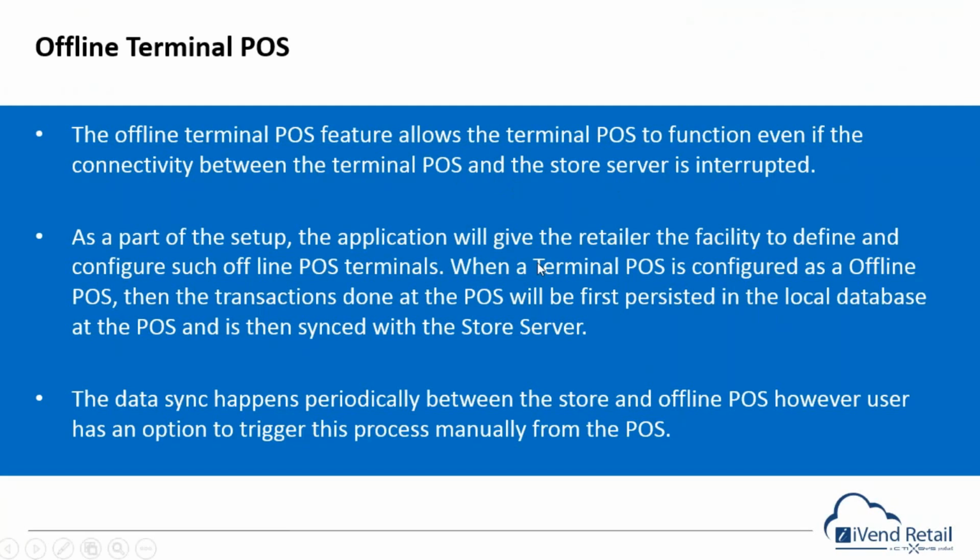As a part of setup, the application will give the retailer the facility to configure such offline POS terminals. So basically you can decide which terminals could work as offline terminals and which will be online terminals. The data sync happens periodically between the store and offline POS. However, the user has an option to trigger this process manually as well. So basically, if somebody would like to have the recent snapshot from the store server, you can click on that button which we have recently seen. That is basically synchronization of the data from the store server. All right.